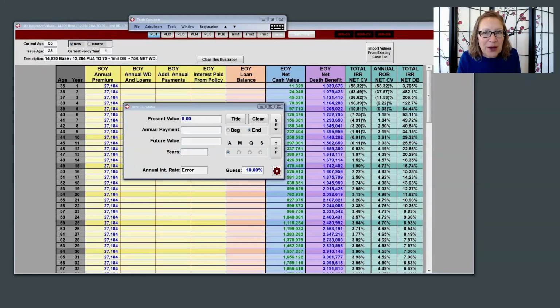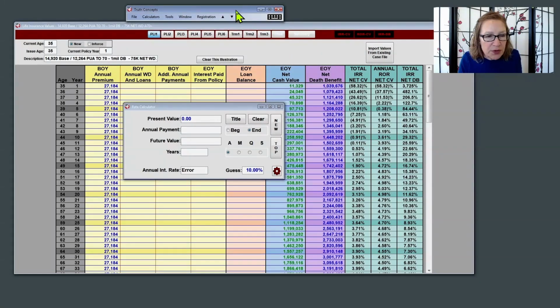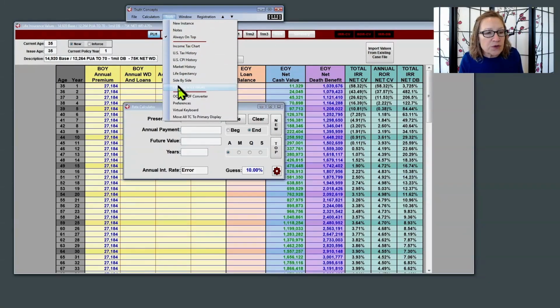Alright, let's talk about internal rate of return versus annual rate of return on a life insurance policy. A very difficult thing to understand and yet totally provable. So, the first thing that we're going to do is acknowledge that we are on the tools, life insurance values.